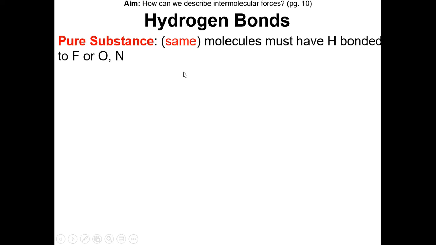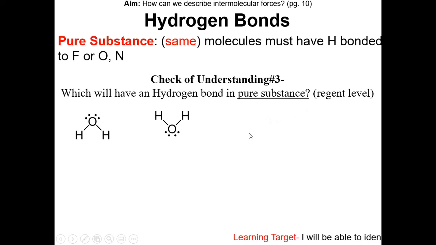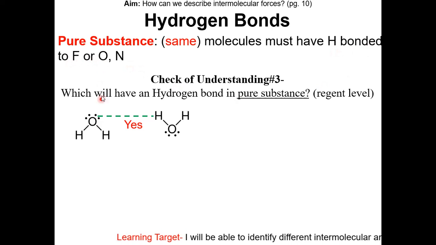I am going to go over how to identify hydrogen bonds in 2 scenarios. The first scenario is pure substances, and the second scenario is in mixtures. The Regents usually only ask about pure substances, so in a pure substance, the molecule must have a hydrogen bonded to either a F, O, or N. Which of the following have a hydrogen bond in a pure substance? So does water have a hydrogen bond? The answer is yes, because it has an H bonded to an O.